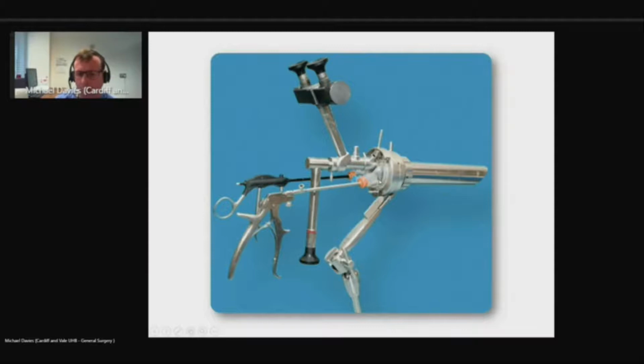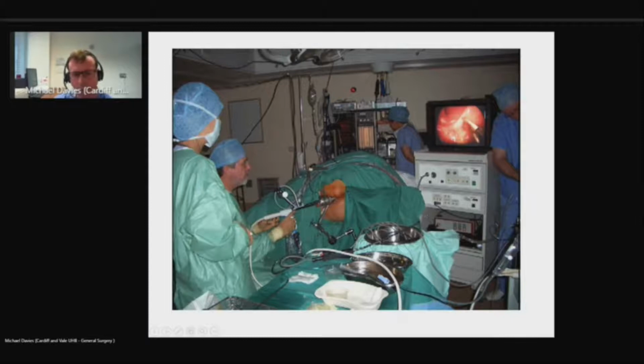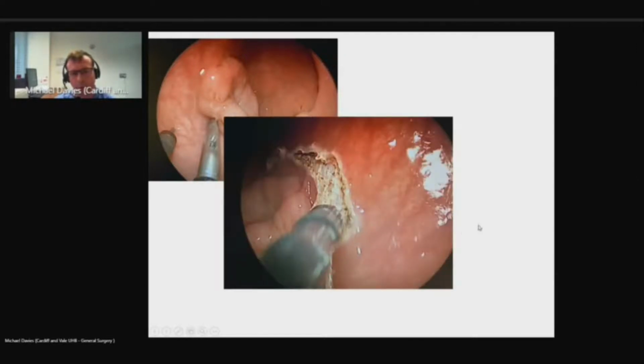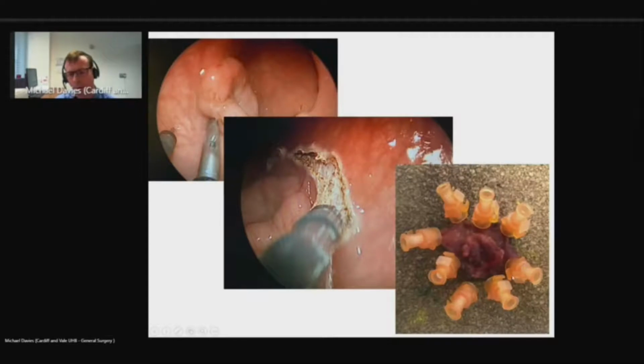And this is the type of instrument which we use. This is a TEM scope, transanal endoscopic microsurgery. This is a surgeon sitting down comfortably for his afternoon's work, able to view pictures on a screen. Here's a typical image seen through the scope of a polyp, starting to dissect around and ultimately producing a full thickness excision. And this is an early rectal cancer pinned out after removal.